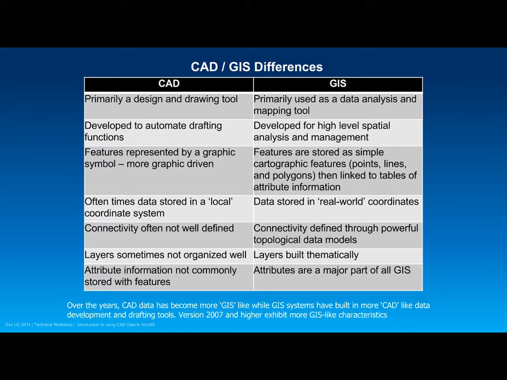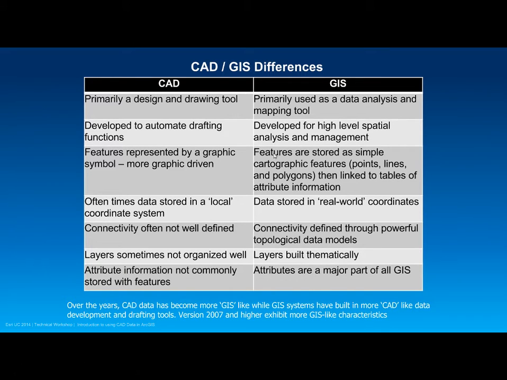The features are defined by symbol colors, line widths and types, and we can symbolize features in a GIS. However, features in a GIS are stored as simple cartographic features, and they're linked to tables of attribute information. So in a GIS, the attributes are combined with the spatial data to make a more powerful spatial database.